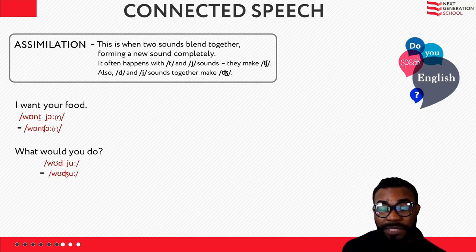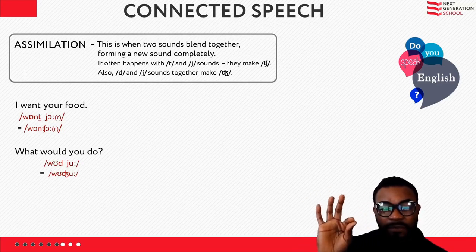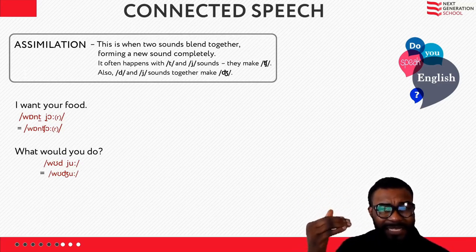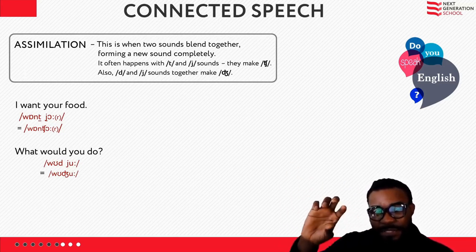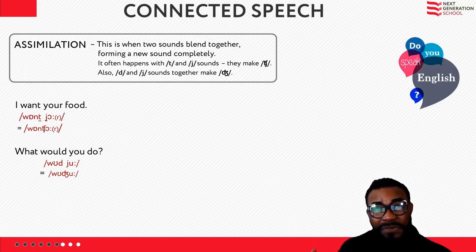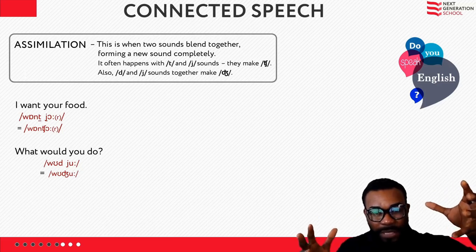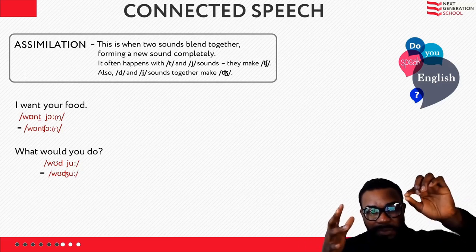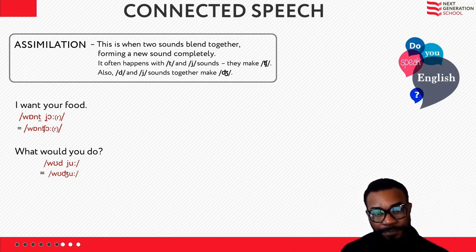And then if you notice, you see that the t at the end of "what" is removed. There is elision there. So I don't really say "what would you do?" I say "what would you do?" I connect what and would together, removing the T. What would you do?